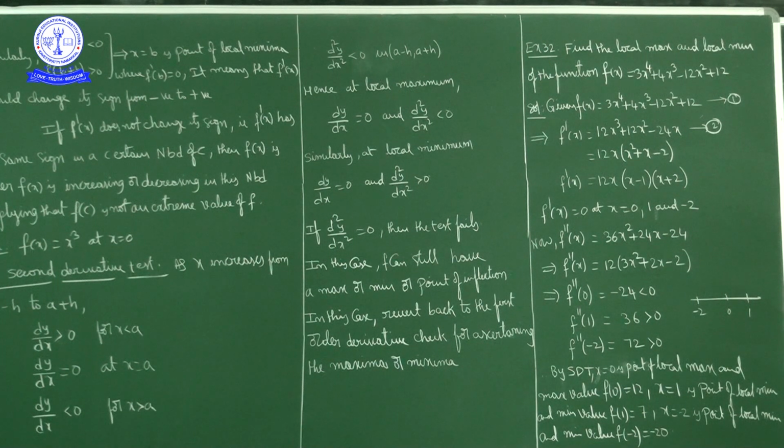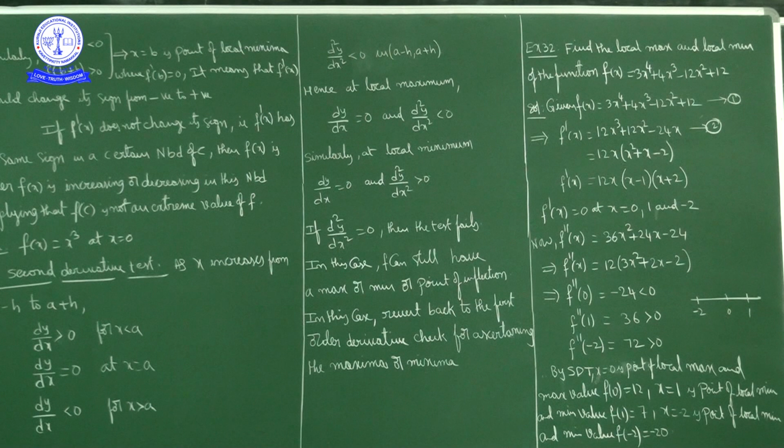Now we will discuss one problem on this. Example 32. Find local maxima and local minima of the function f of x equal to 3x power 4 plus 4x cube minus 12x square plus 12. Now we have to find local maxima and local minima of the function f of x equal to 3x power 4 plus 4x cube minus 12x square plus 12. This is the given function.